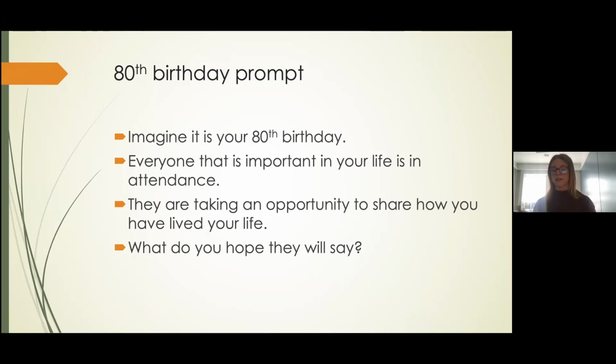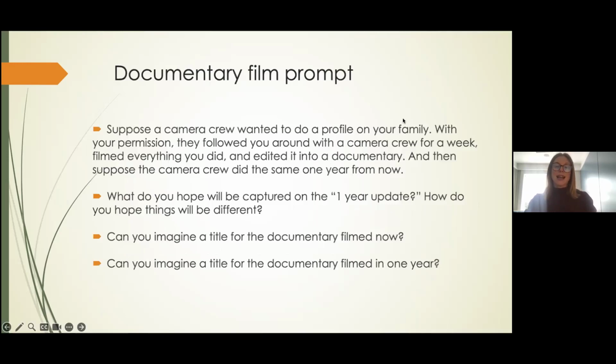Do they understand meaning, and what it means to have a meaningful life? And if not, does that say something about their early experiences and what narratives they might have around what life is supposed to look like? So you just open it up and see what comes of it. You can do this aloud, you can do this with writing, whatever someone feels comfortable with. I also really like the documentary film prompt.